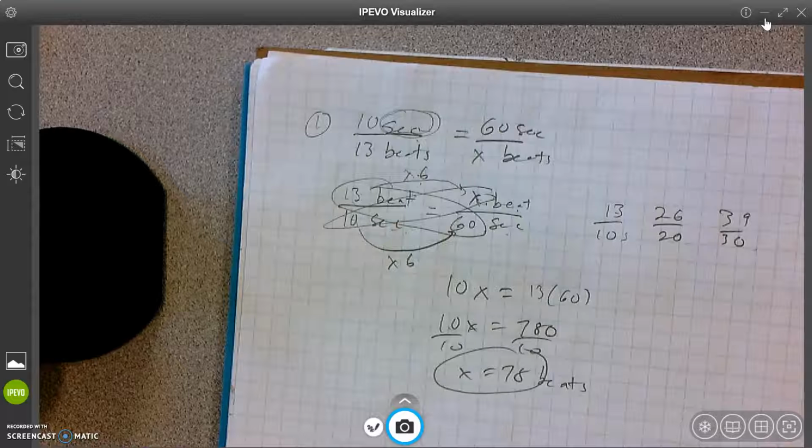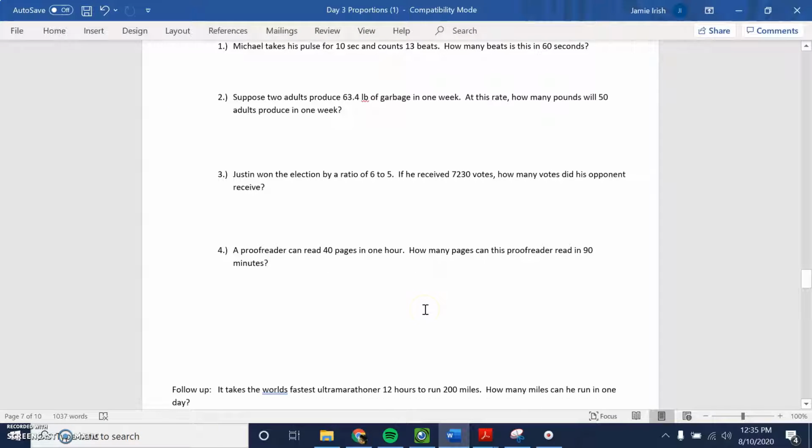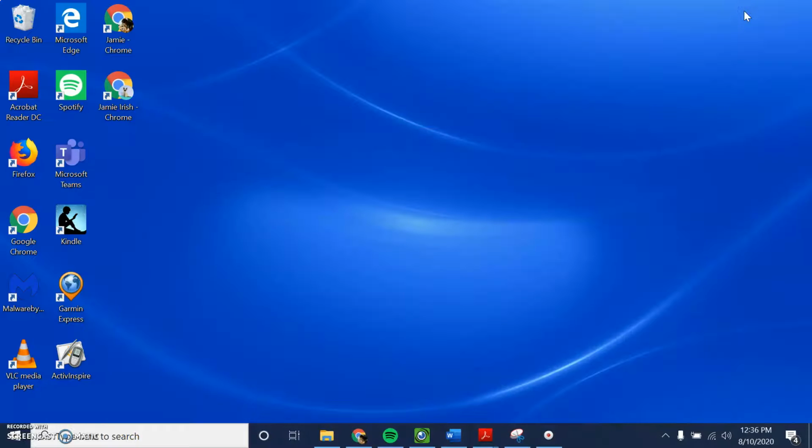So what happens if you do this? Check it out. Let's look at number 3 right here. Justin won the election by a ratio of 6 to 5. Following as I read. If he received 7,230 votes, how many votes did his opponent receive? Okay. So Justin won the election by a ratio of 6 to 5. So what I'm going to do is this. So I'm going to set it up here in my notes.